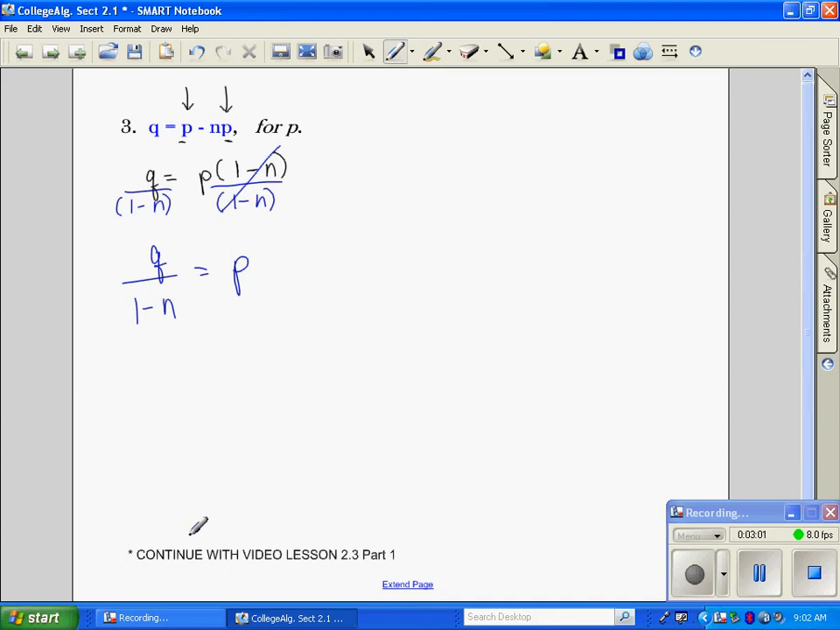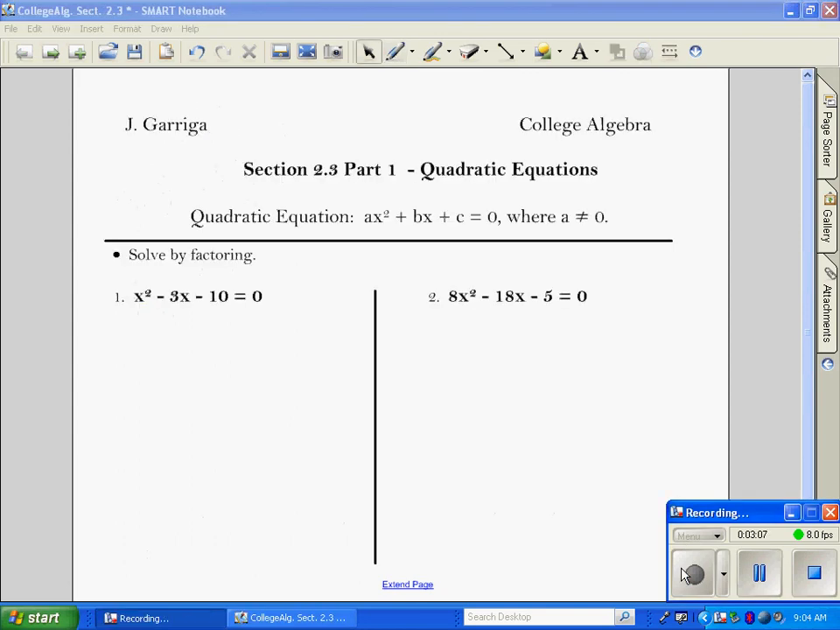We're going to go into the first part of video 2.3 at this point. In section 2.3, part 1, we're going to talk about quadratic equations, which is represented by this format, where a cannot equal 0. The first thing they're going to ask us to do is to solve by factoring.